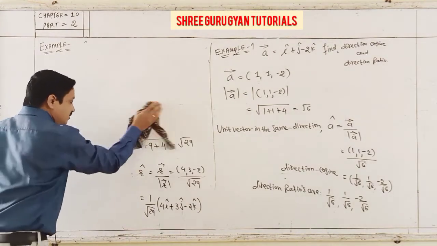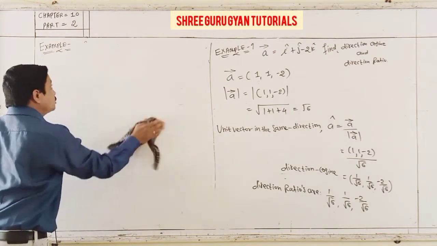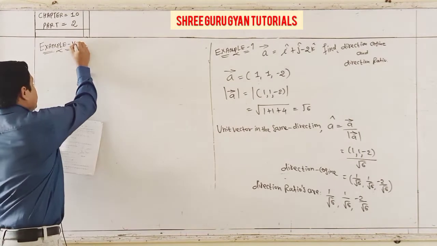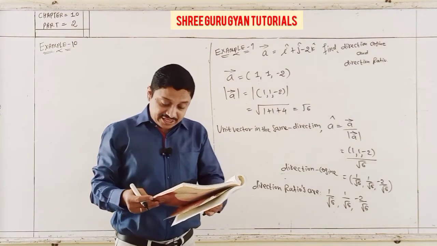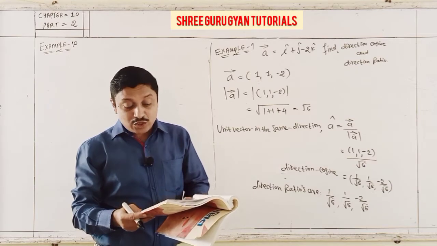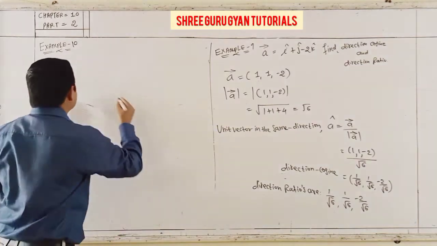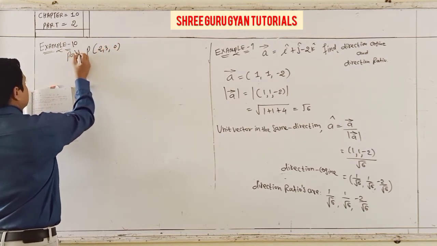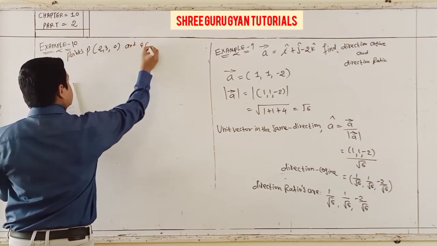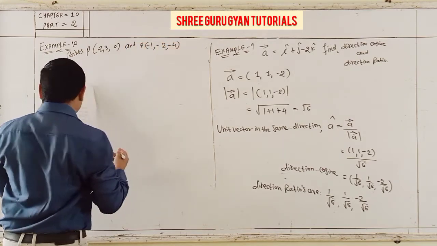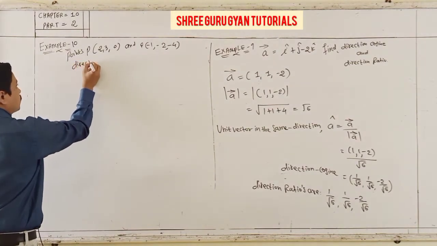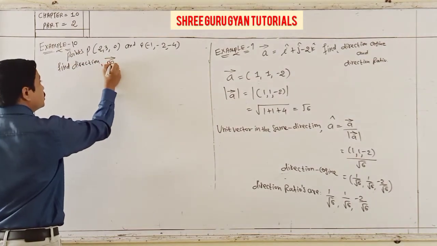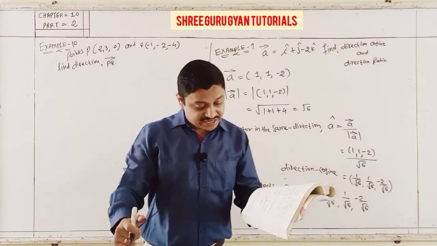The chapter is very easy, you just need to understand the points properly. Now example 10. Two points P and Q are given and we are asked for the direction from P to Q. P is given as 2, 3, 0, and Q is -1, -2, -4. Find the direction from P towards Q. It means PQ is being asked.